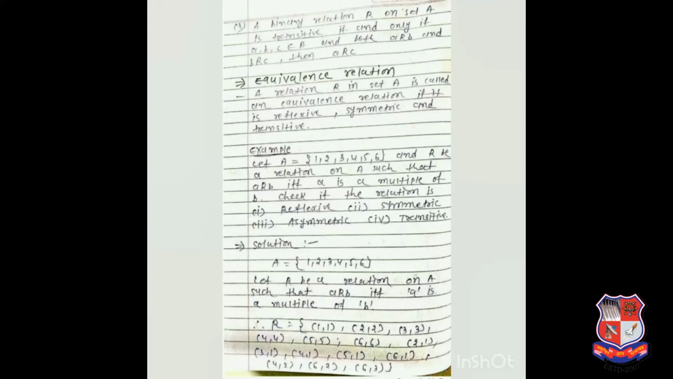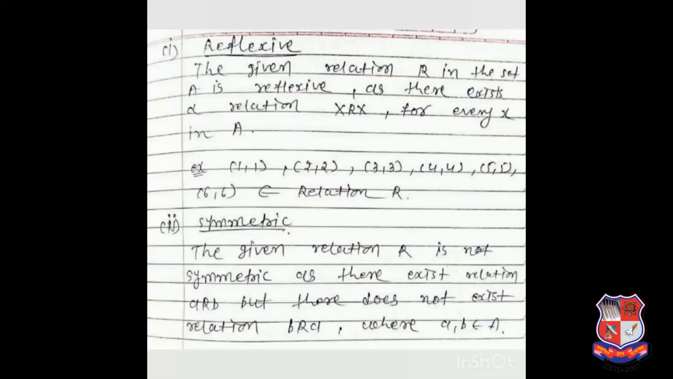Our original set A has the elements 1 2 3 4 5 6. So just check in the set R: (1,1) is present, (2,2) is present, (3,3) is present, (4,4) is present, (5,5) is present, (6,6) is present. That means each and every element of set A is related with itself in the set R. That means you can say the relation R is reflexive, because each and every element has a mirror image, that means itself, in the given set.